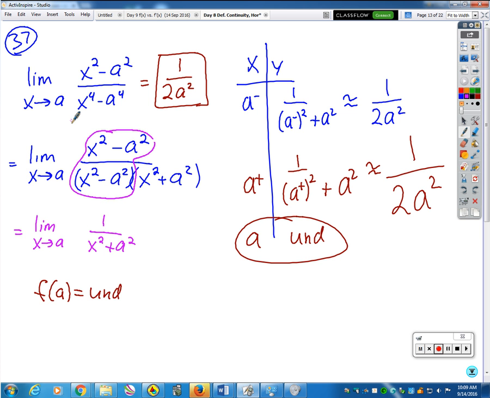That means I'm finding the limit of this, which is much simpler. Now when I plug in a little less than a or a little more than a, in both cases I get the same result. This was somebody else's question here, so don't worry about that. Therefore, the overall limit is 1 over 2a squared.